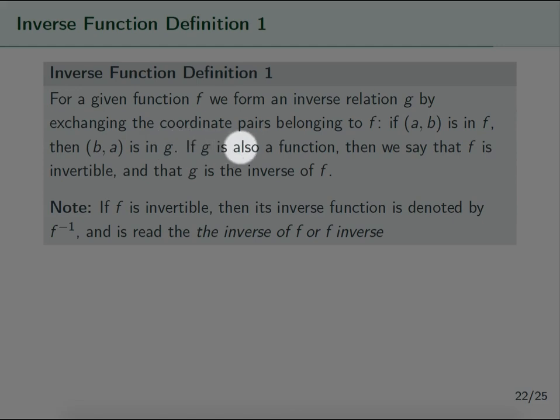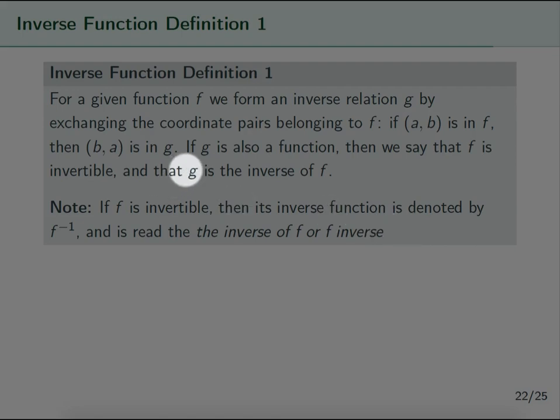So if g is also a function, then we say that f is invertible. So invertible means we can find the inverse function of a function, and that g is the inverse of f. If function f is invertible, then its inverse function is denoted by f inverse. So f to the negative 1 power, this is how we write it. And we read this expression as the inverse of f or f inverse.